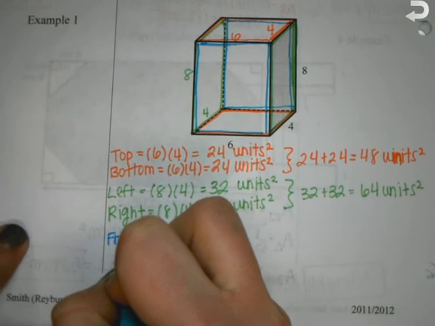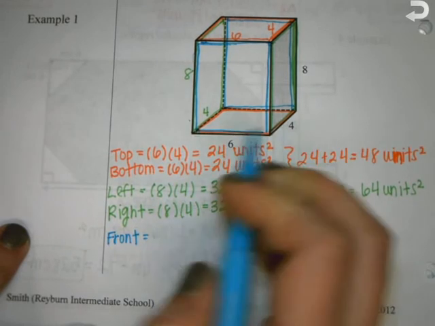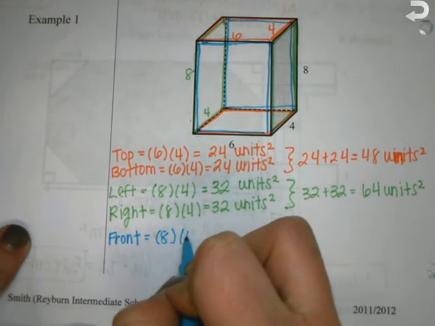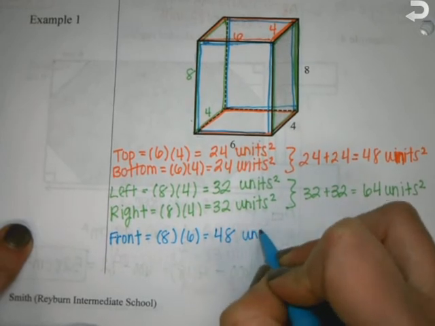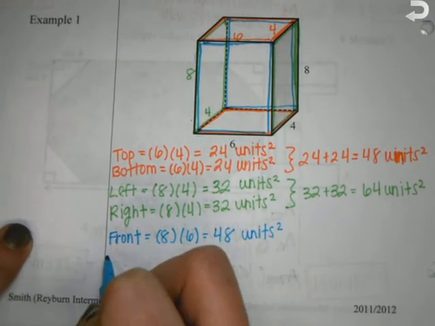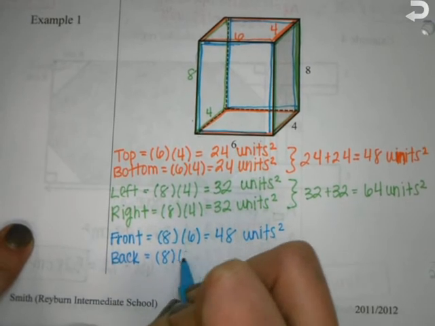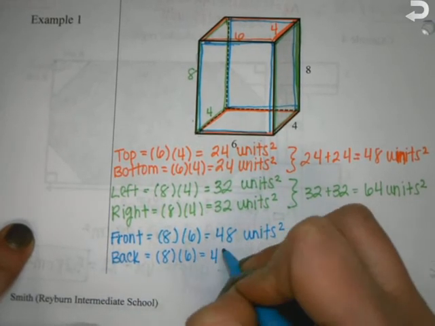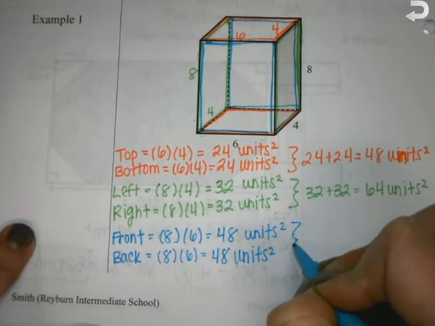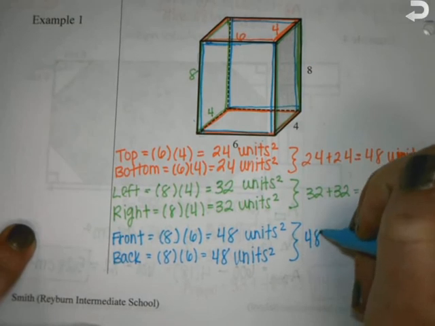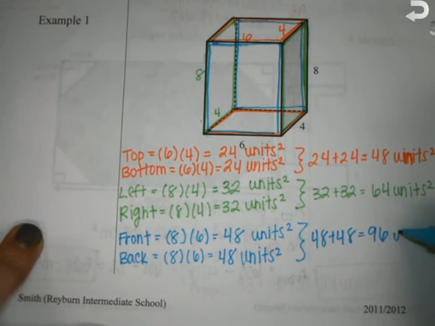The height is 8 and the base is 6. So 8 times 6 gives me 48. Good. Units squared. So then that makes the area of the back 8 times 6, equals 48 units squared. So let's add those together. 96 units squared. Good job. 96 units squared.